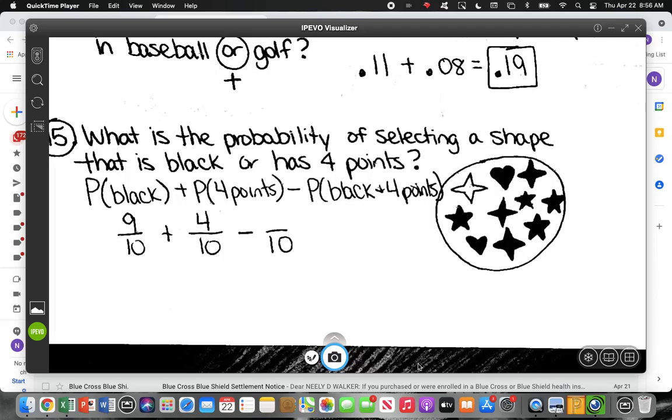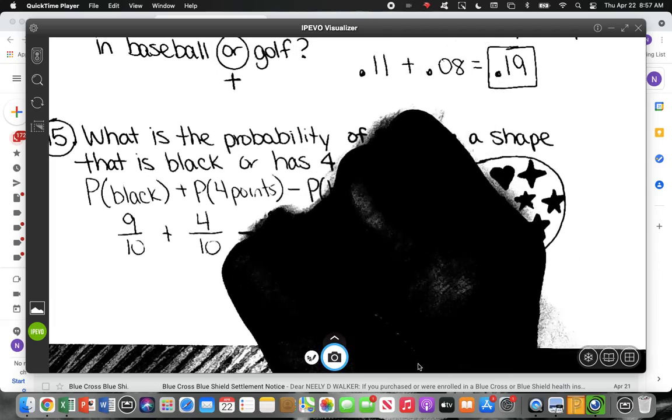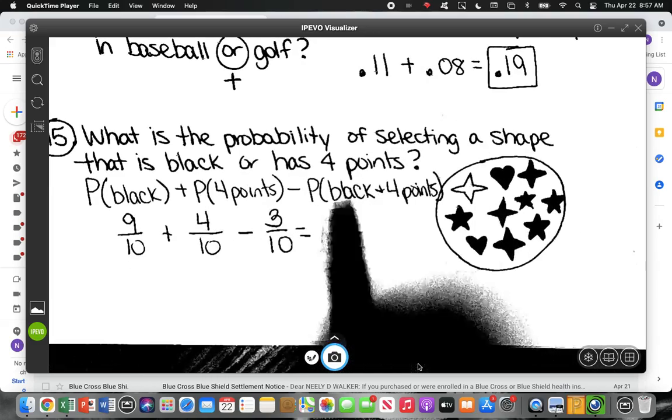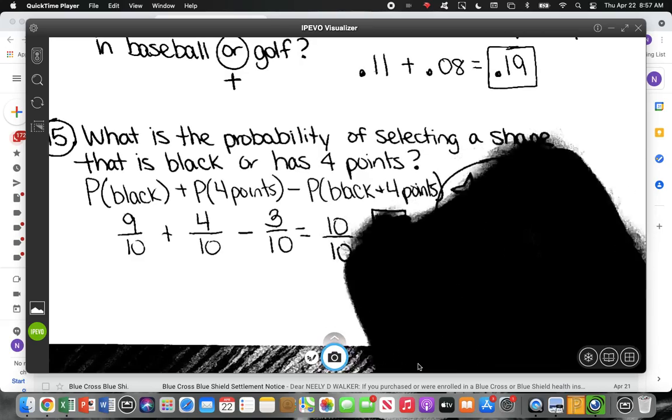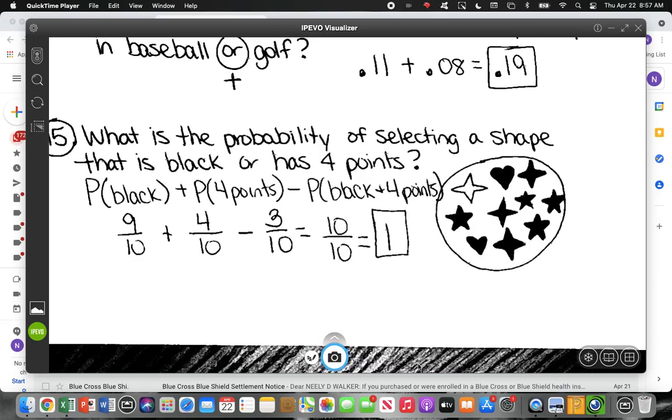How many are both the ninja star shape and black? Three. All right, so what is 13 minus 3? And 10 out of 10 is 1. Now I want you to look at this. There's only one shape there, correct? That is white. So all of these are black. This one is the 4 point, so it included everything, so that's why it's 1.